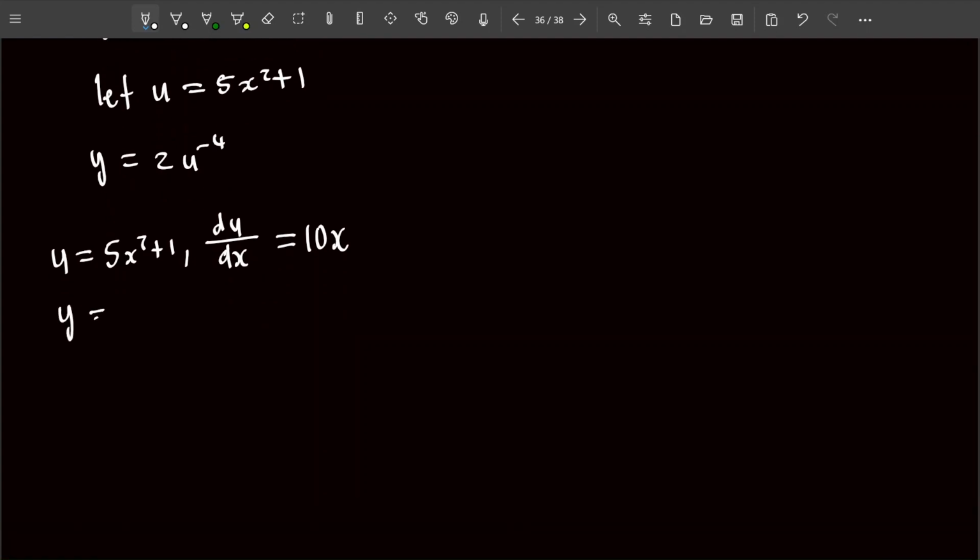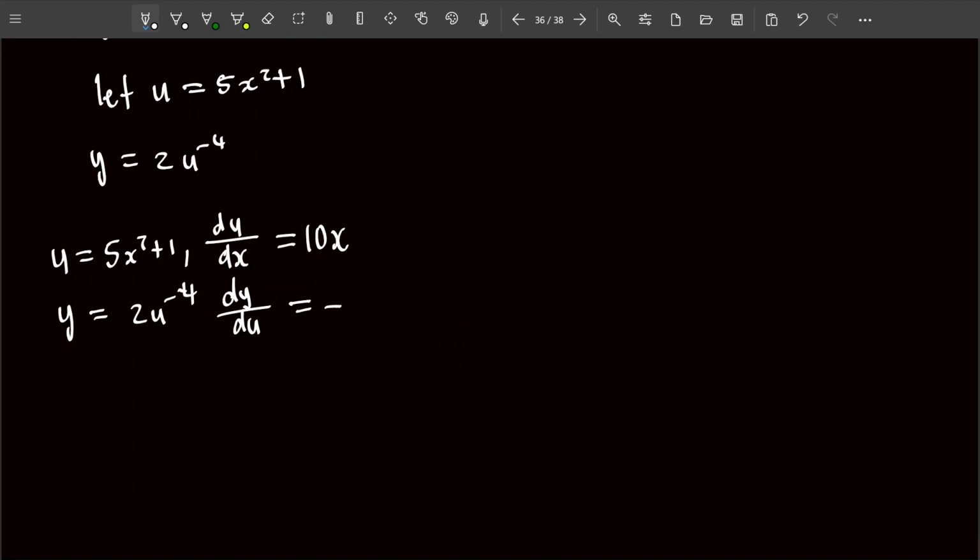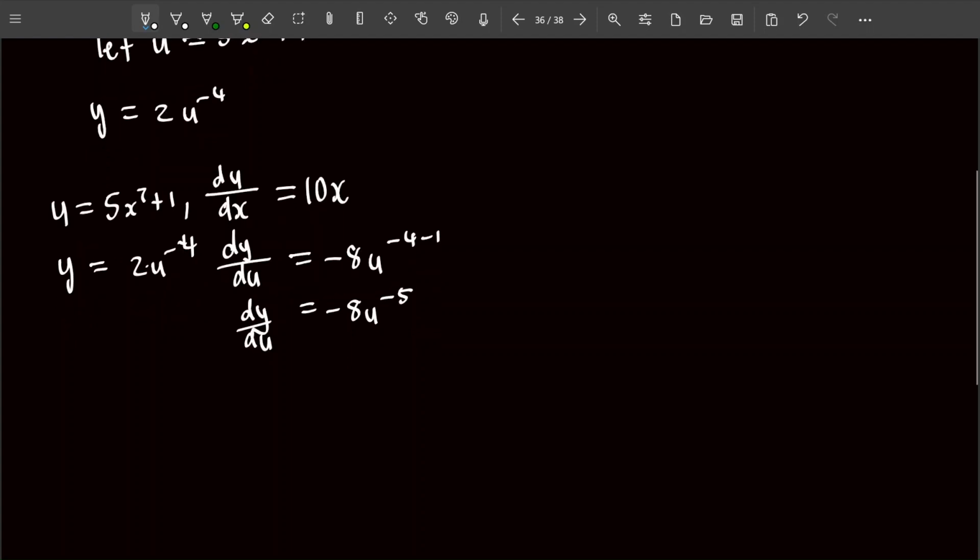Then I rewrite y is equal to 2u to the negative 4. That means dy du, the derivative of y with respect to u, is equal to negative 4 by 2, the signs are different, your answer is negative 8, then u to the negative 4 minus 1. So it will be equal to negative 8u to the negative 5. That is your dy du. Why did I do it the longer way? Just to make sure you're safe.